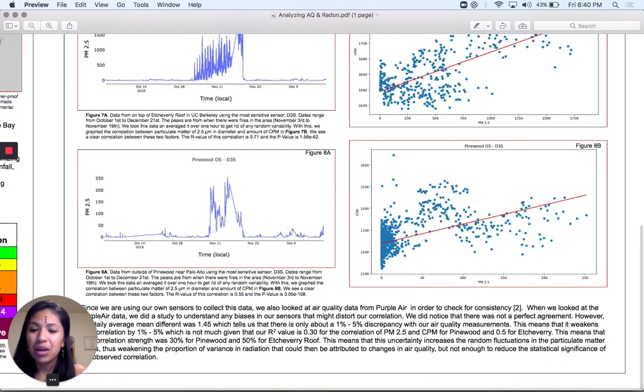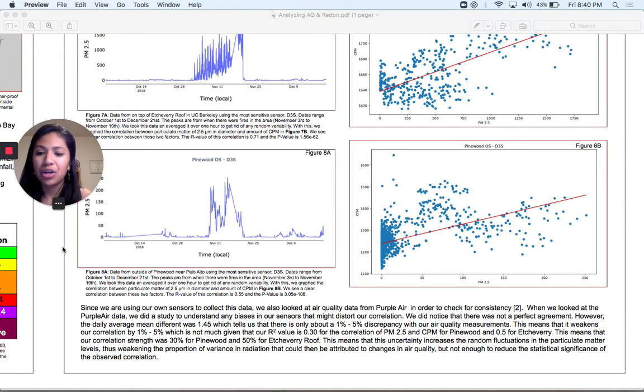But because we are using our own detectors and our own sensors to collect this data, we wanted to check a third-party sensor using Purple Air, which is an app that measures the air quality in our air. We wanted to see this for consistency. So when we looked at the Purple Air data, we did a study to understand if there were any biases in our sensors that might distort any correlation in our graphs.